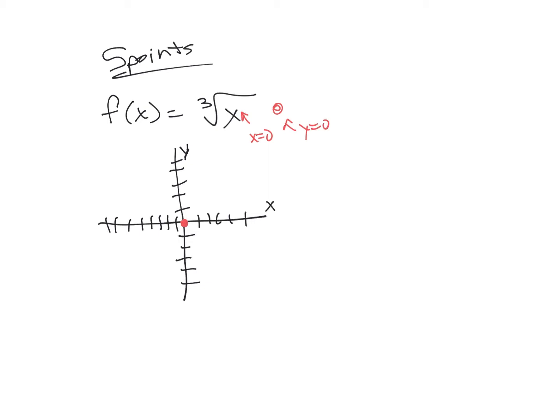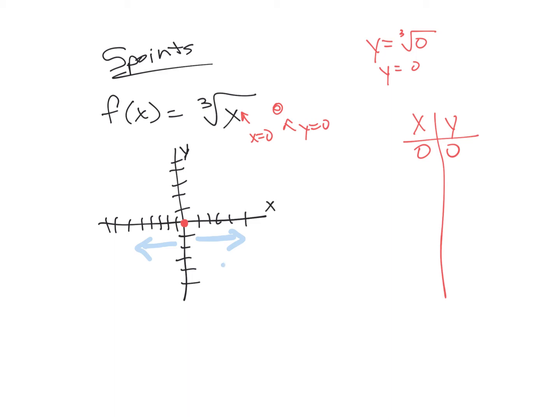You can also do a t-chart, and that may help some of you. So if I say when x is 0, I plug that in, right? Y is the cube root of 0. Well, the cube root of 0 is 0. And so that's how we get our start point. Now, what you're going to do is you're going to take 2 points to the right of that start point and 2 points to the left. I don't want all 4 points to the right. So we're going to do 2 on the right and 2 on the left.